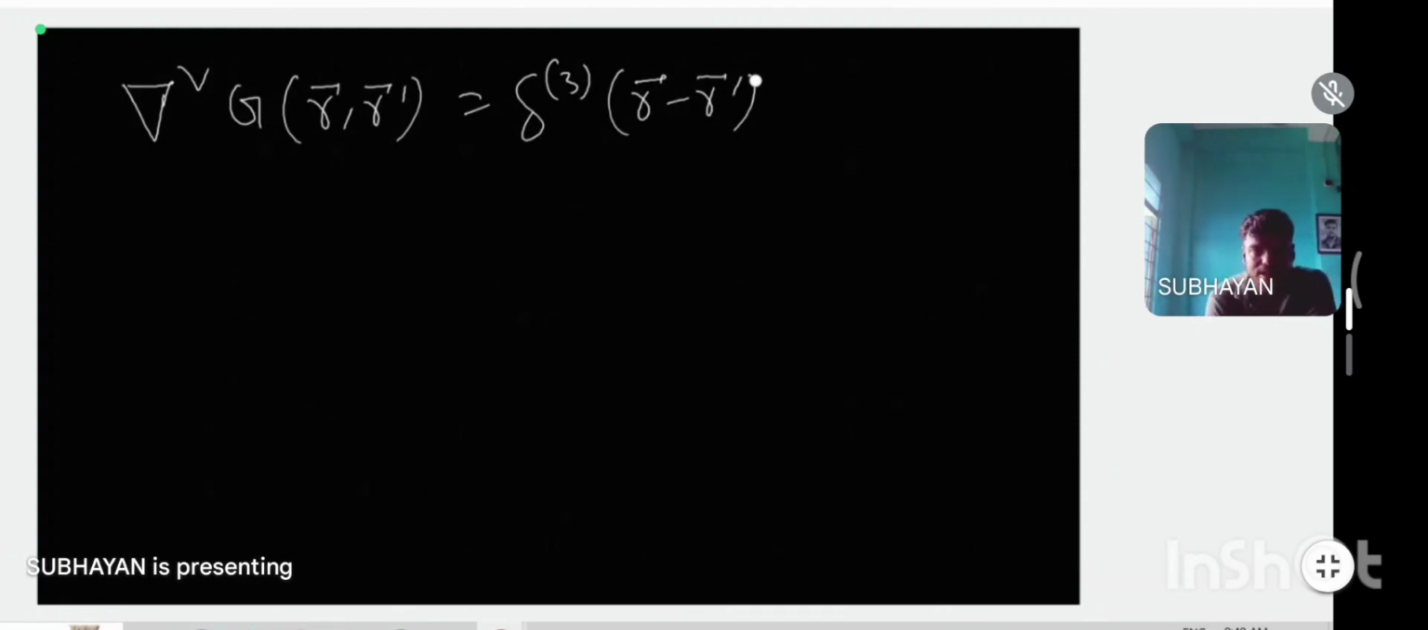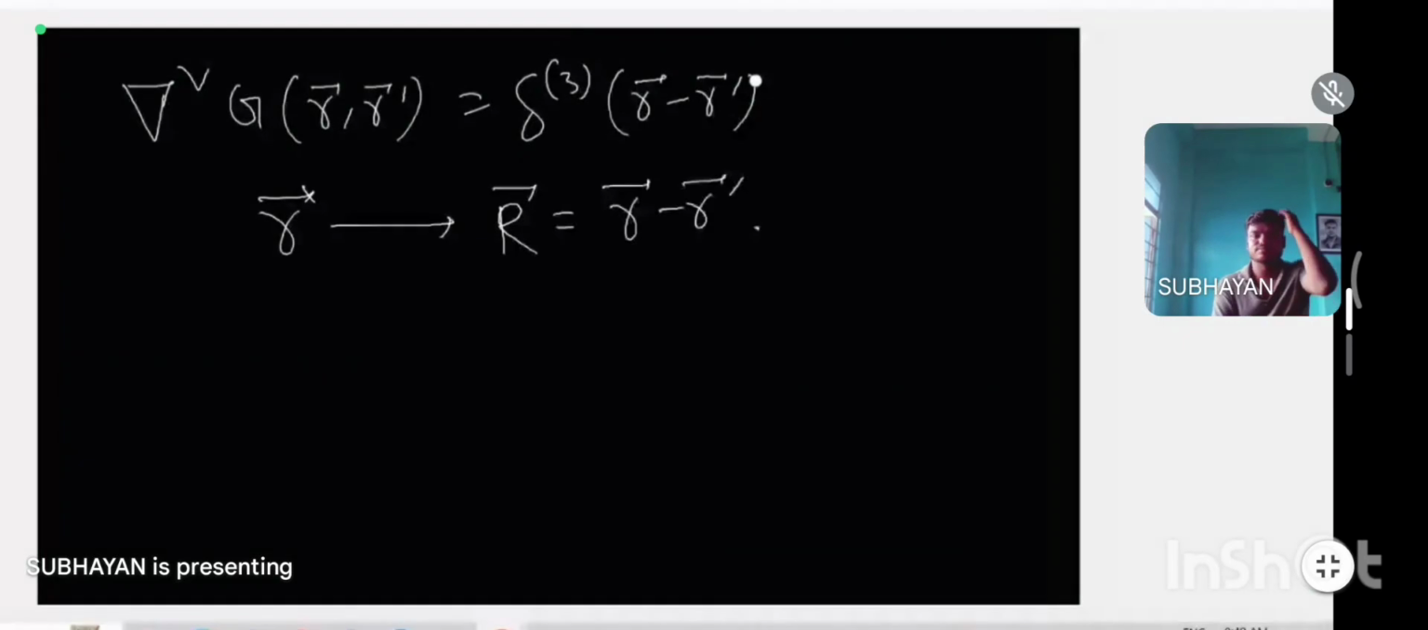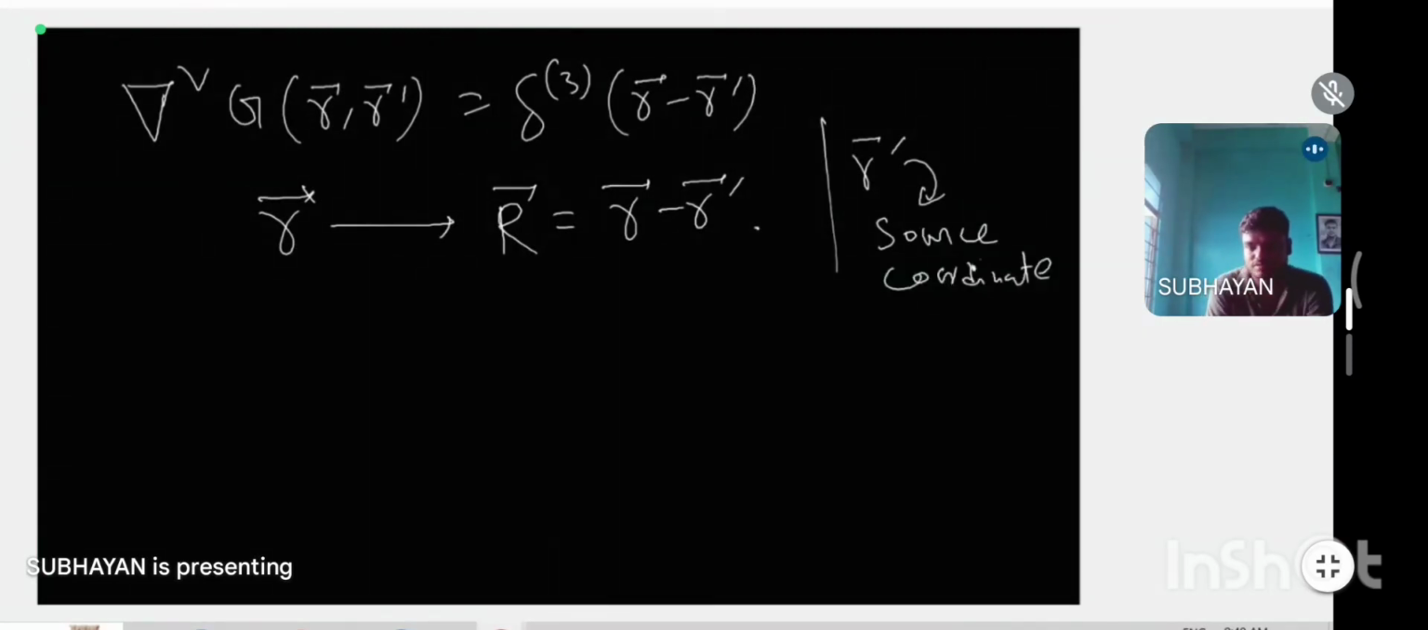Now try to make some coordinate transformation from r to capital R, which is r minus r prime. Okay. And here r prime is the source coordinate. That means where the source is put. So if you put some source at r prime, it will act at r.